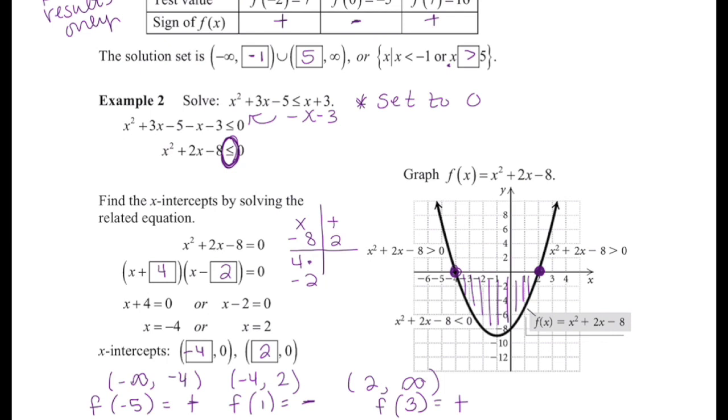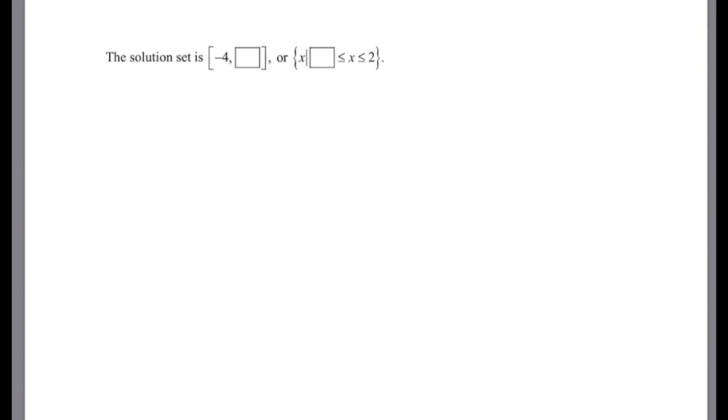Our solution set then is on the next page at the top. Our solution set is from negative 4 to 2, inclusive because of the less than or equal to symbol, or x such that x has to be between negative 4 and positive 2.